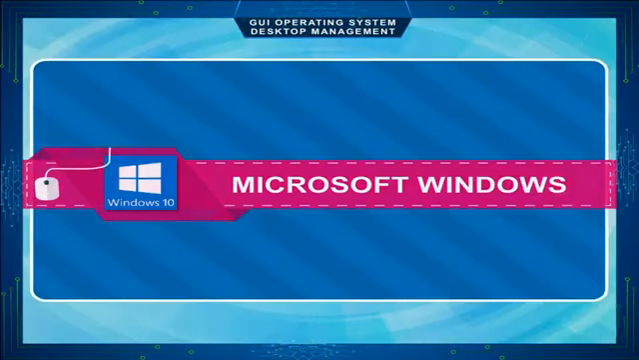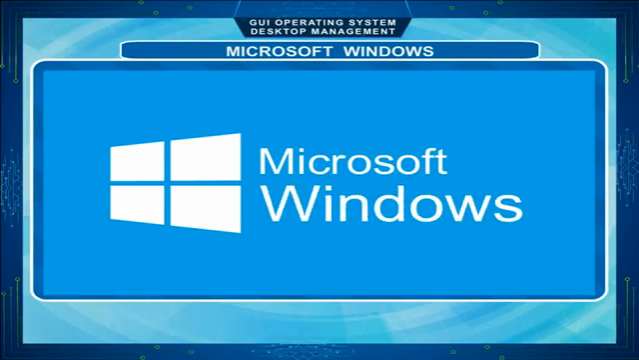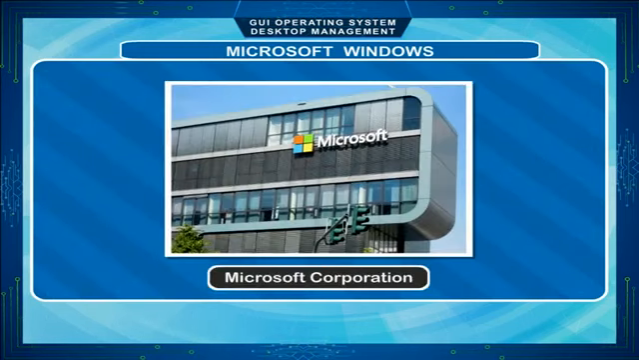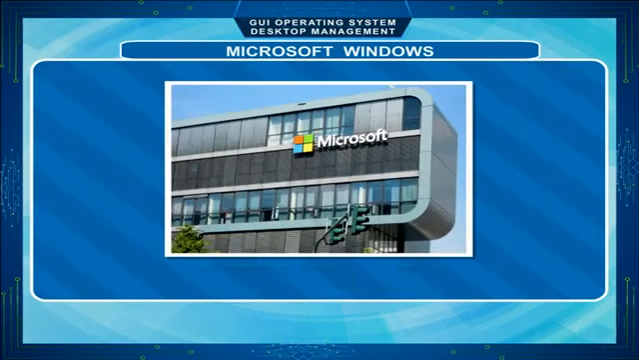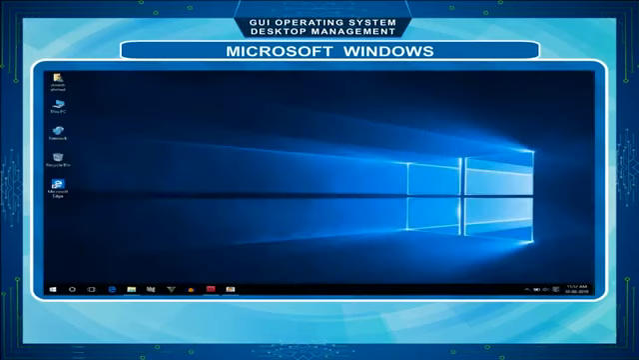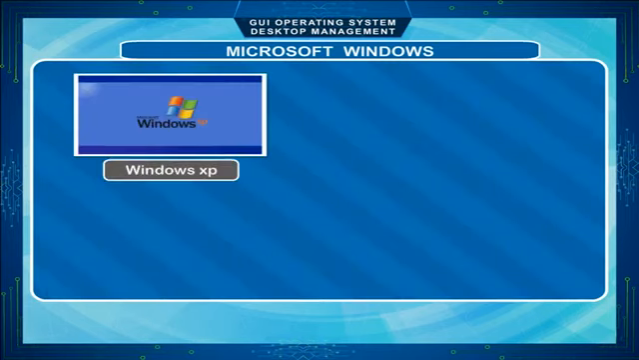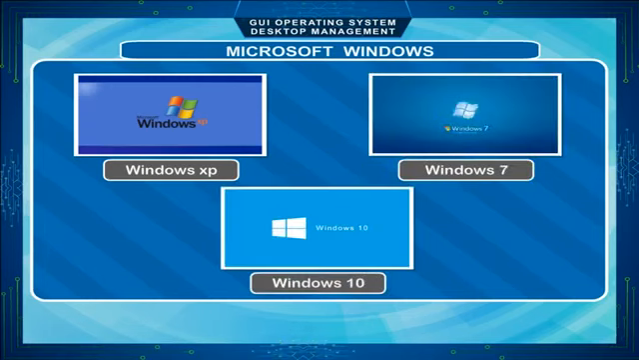Microsoft Windows. It is the most popular software in the world. It is made by the company called Microsoft Corporation. When we switch on the computer, Windows starts automatically. MS Windows has many versions like Windows XP, Windows 7 and Windows 10, etc.